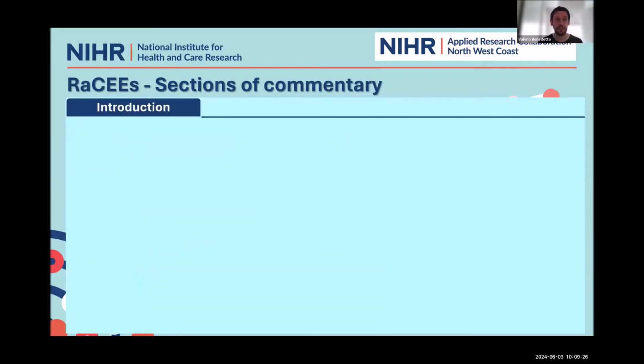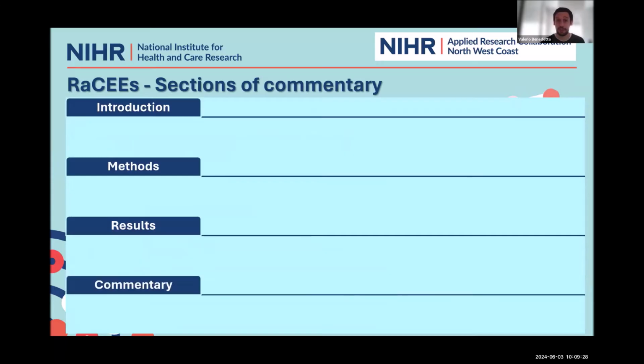So as you know, we will try to prepare a commentary that's the final output from our RaCEEs course. And if you are familiar with scientific articles, you will know that articles are usually subdivided into different sections. Here you can see the sections we are trying to write, to include in our commentary. Typically, we will have an introduction, a method section, results section, and a commentary section.